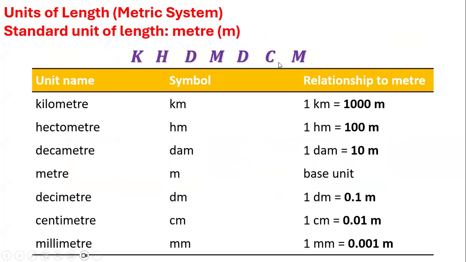We also had an acronym. You have the King Harry drink chocolate milk, something like that. We had that one, and we have the acronym that I use: knock him down, minister, don't commit murder. Or you could say knock him down, minister, don't commit mayhem. Both are usable. The K stands for kilometer, the H stands for hectometer, the D stands for decameter, M is for meters, D is for decimeter, C is for centimeter, and M is for millimeter. But we did all of this yesterday.